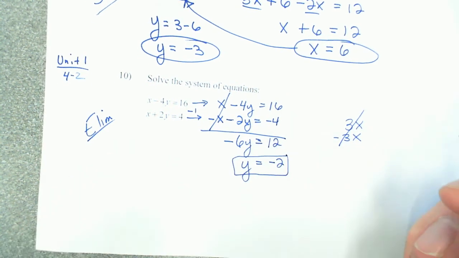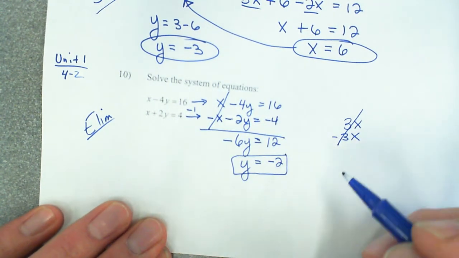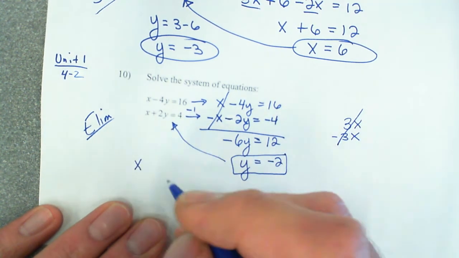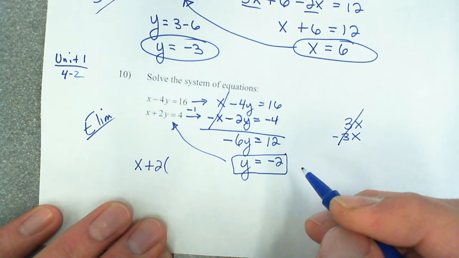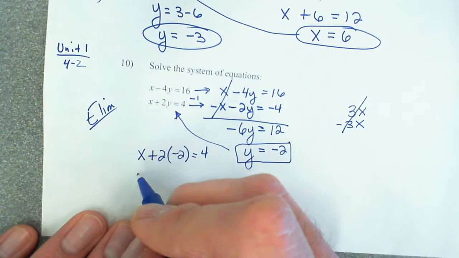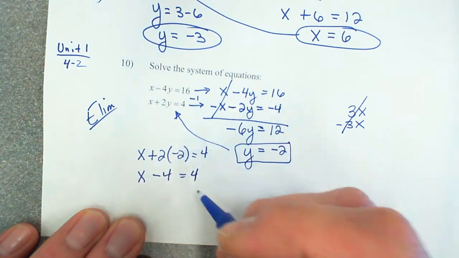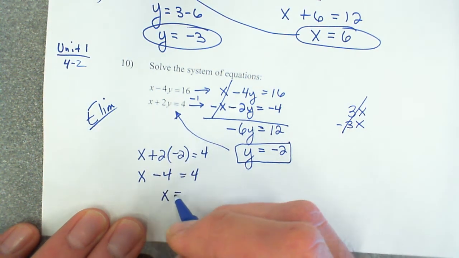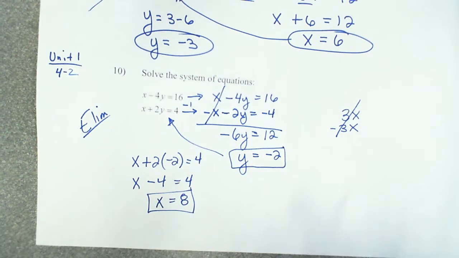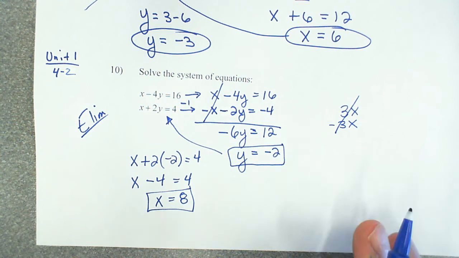So now we know y is negative 2. Once you know what y is, you can plug back into either equation. So let's plug into the bottom one here. This is x plus 2 times y, which is now negative 2, equals 4. So this is x, 2 times negative 2 is negative 4, equals 4. So then if we add 4, x equals 8. Okay? So there are your solutions: x equals 8 and y equals negative 2.